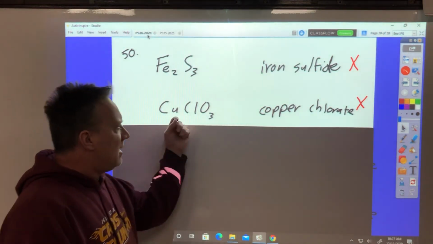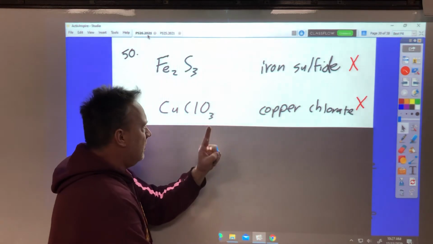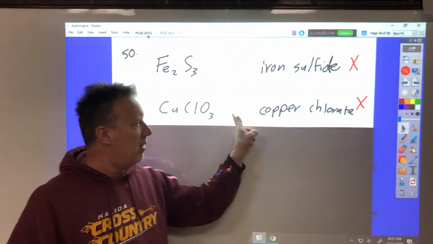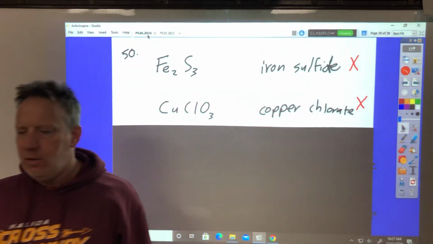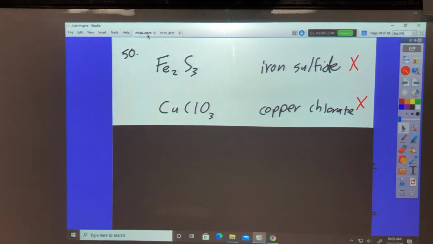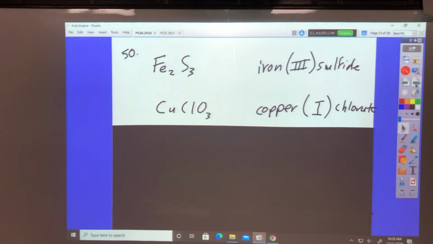Well, the chlorate ion is 1 negative. And there's 1 of them. So what's the charge on that copper ion? +1. So it's copper 1 chlorate. Usually your copper ion is 2, but it's 1 this time.